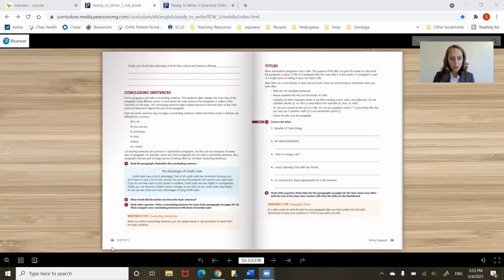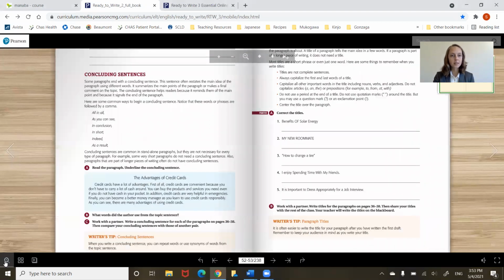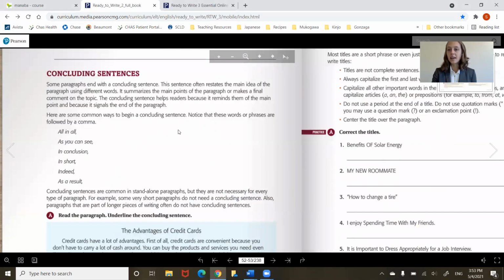All right, so the first thing we're going to do is we are going to pull out our textbooks and we are going to look at concluding sentences. So please open your book to page 38. Page 38, you should be looking at concluding sentences. If you remember, in the other classes, we looked at topic sentences and supporting sentences.